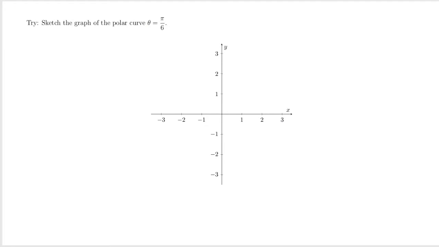Okay, you try this one. Take a moment and see if you can sketch the graph of the polar curve theta equals pi over 6. So pause the video, think about it a little bit, and when you're ready, start it back up again. And it's the set of all points r, theta, where theta is pi over 6 and r is anything, which is this line through the origin at an angle of pi over 6 with the positive x-axis.